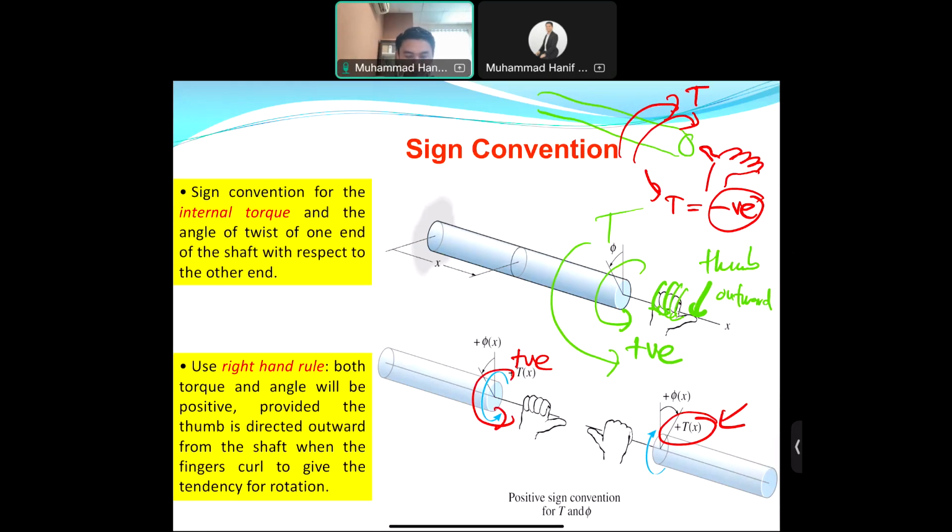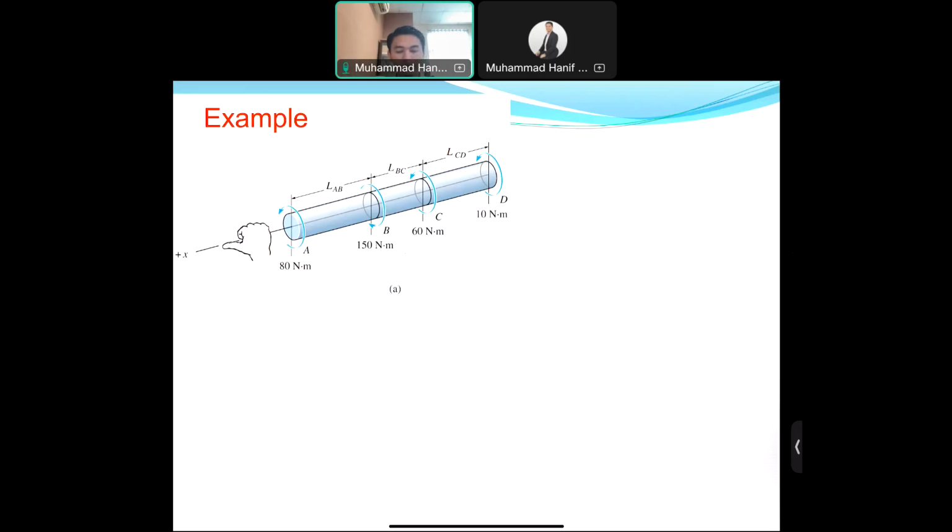Provided the thumb is directed upward from the shaft when the fingers curl to give the tendency of rotation. I already explained this in the figure. In this simple example, you have a number of external torques. There are four torques, and you have to determine the sign convention. Basically, it depends on the question. Let's say we are trying to find the angle of twist.